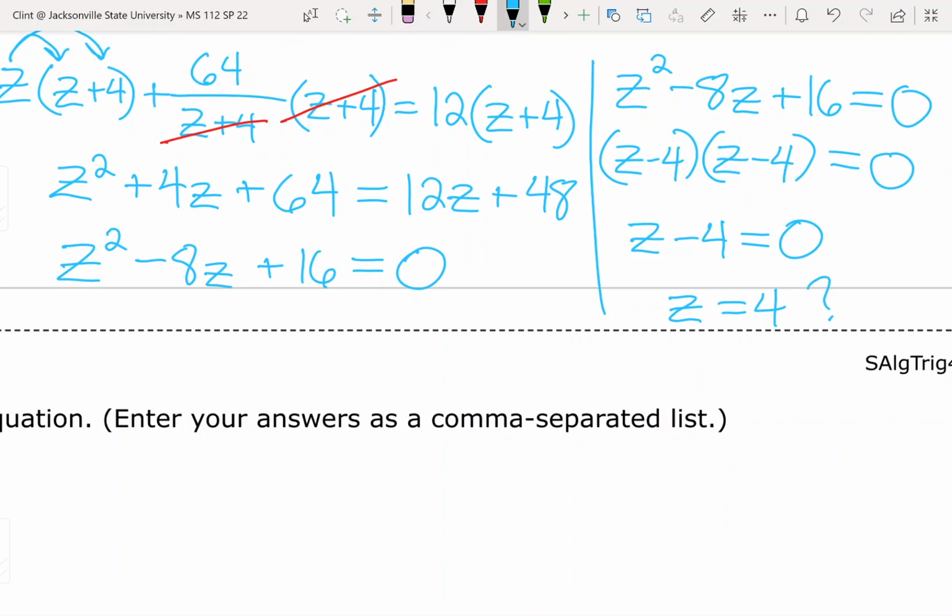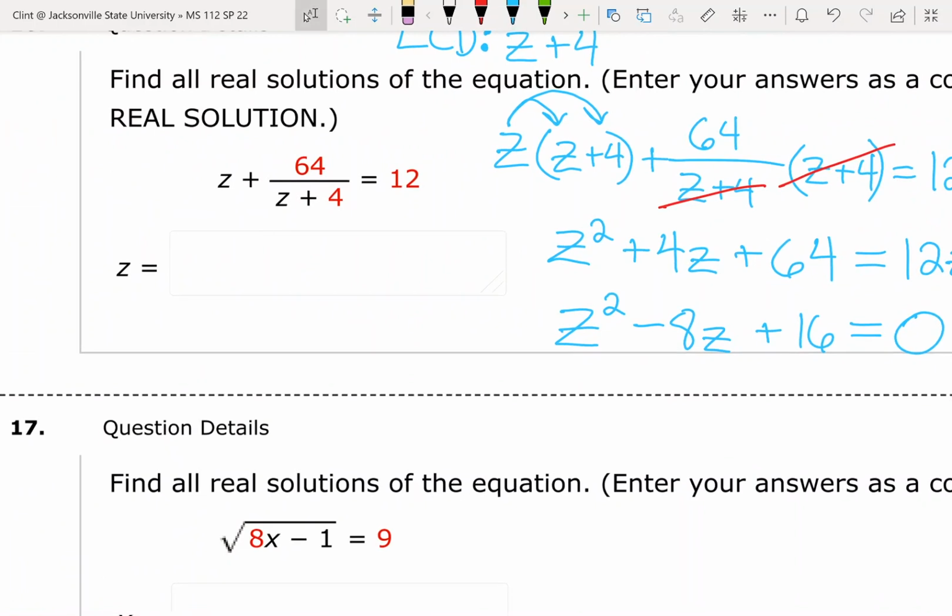And then we need to check it to make sure that if we plug that in, we're not going to get into an undefined situation. But since it's positive 4, we're okay. If we put 4 in here, we'll get 8 on the bottom there. That's all right. What we would not want is negative 4. Negative 4 would not work because then we would get 0 on the bottom there. But 4 is okay. And if you check it, that's 4, and then 64 divided by 8 is 8, so 4 plus 8 is equal to 12. Good.